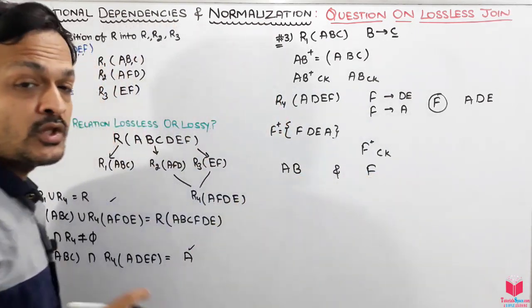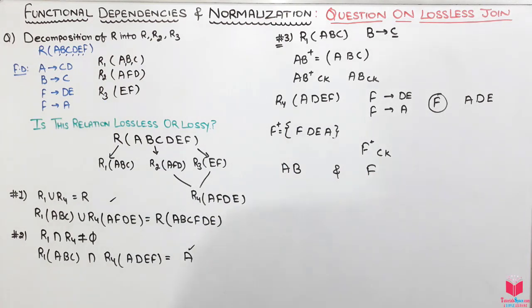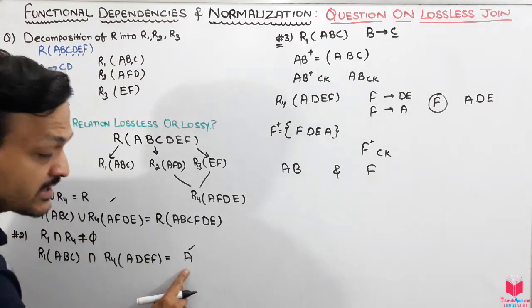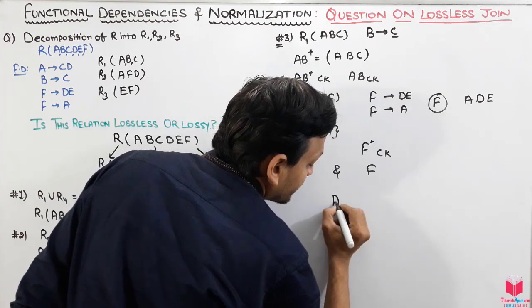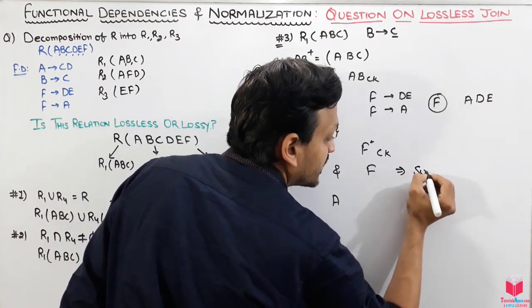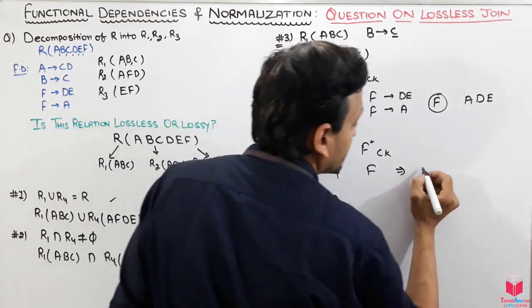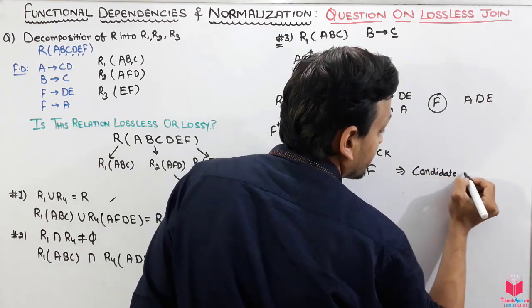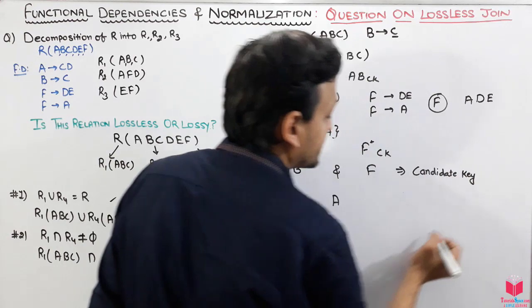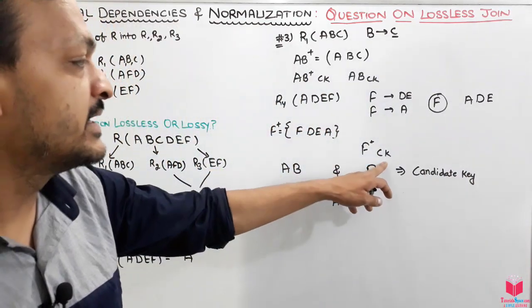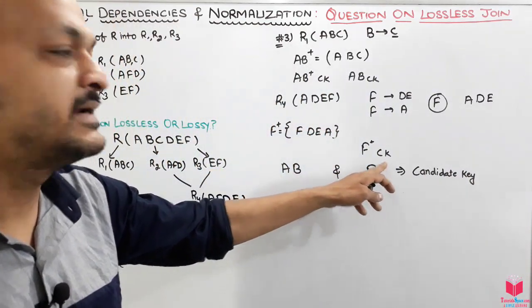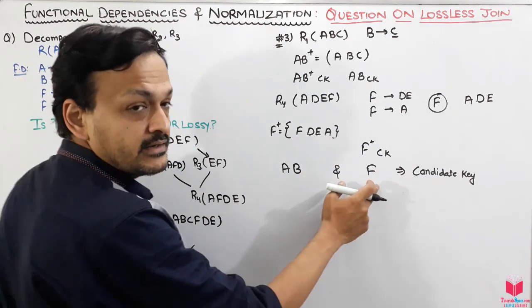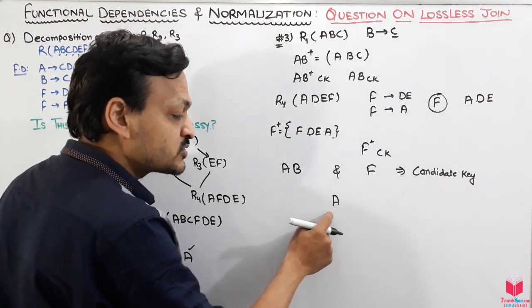Okay guys, now from that I have to check the previous one. These are the super keys, these are the candidate keys. I might have said super key instead of candidate key, so please replace that. This is a candidate key. Okay, now these are the candidate keys.